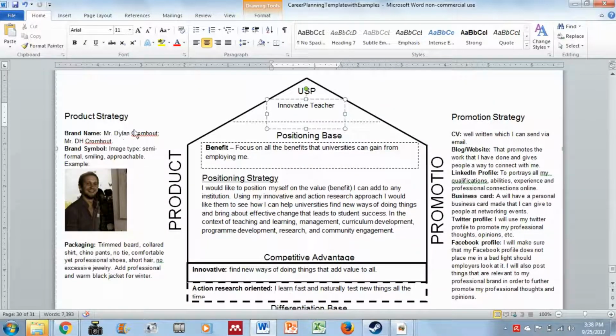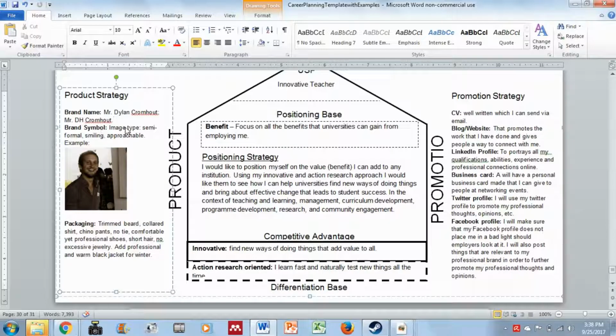Then product strategy. Here is my brand name, Mr. Dylan Cromert. Eventually it will be Doctor if I get a PhD. My symbol. This is the symbol I will use on things like LinkedIn, right? Because that's where I'm going to be promoting myself. What type of image am I choosing? It's semi-formal. I'm smiling and I look approachable. Okay. I don't want to choose an image that's very somber or one that's too informal.